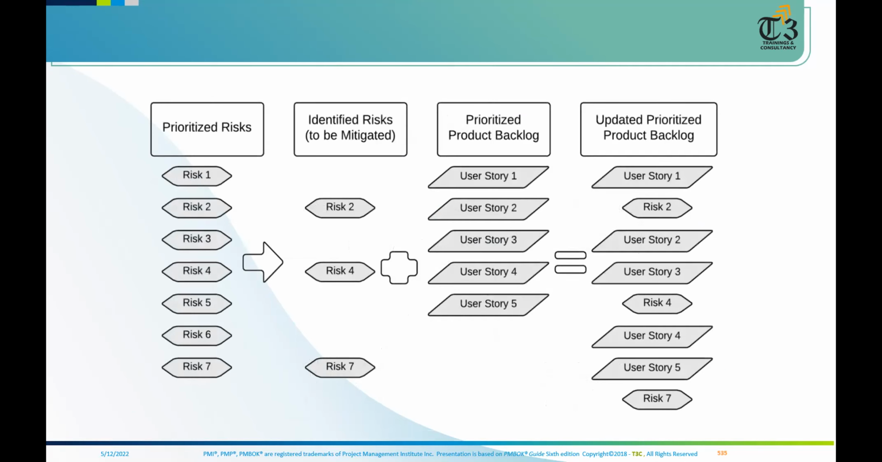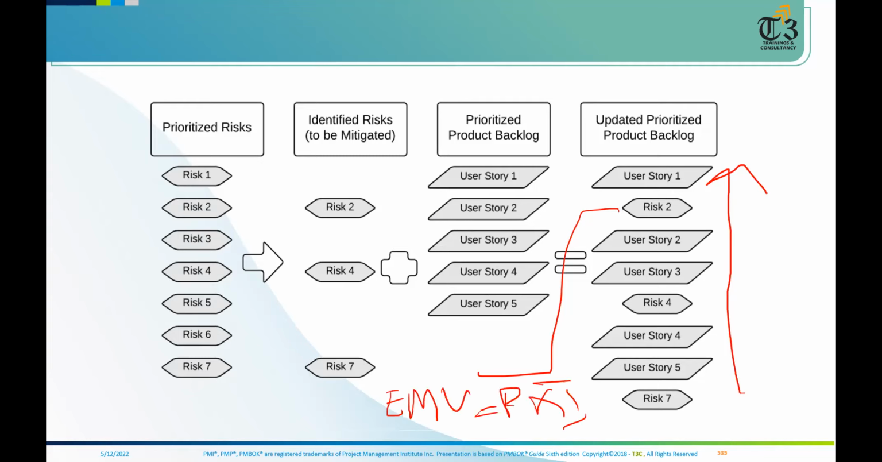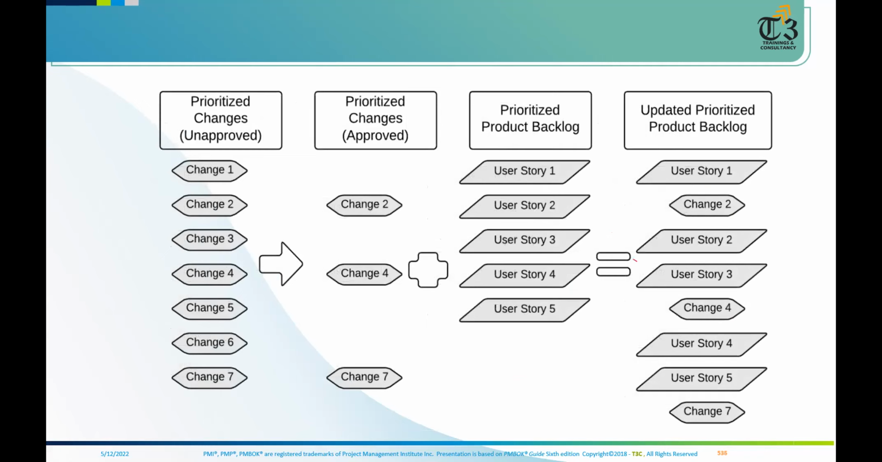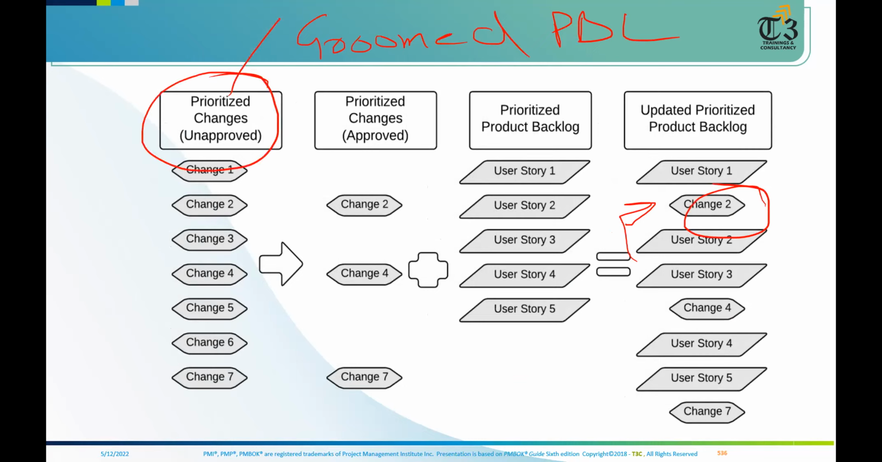We said the stories which have the highest return and highest risk should come on the top. To bring the highest risk to the top, we will perform EMV, which equals P multiplied by I. Whose P multiplied by I is high should come on the top. Similarly, the changes which provide the highest value should also come on the top. That is what we call a groomed product backlog, which means changes are coming. When changes are not there, we call it a prioritized product backlog. When we have changes coming, we call it an updated prioritized product backlog or groomed product backlog.